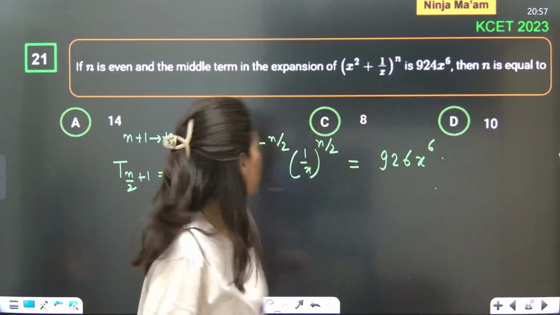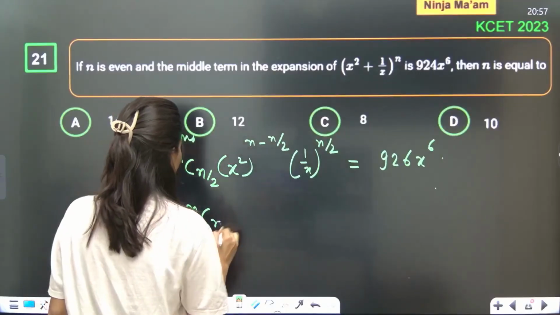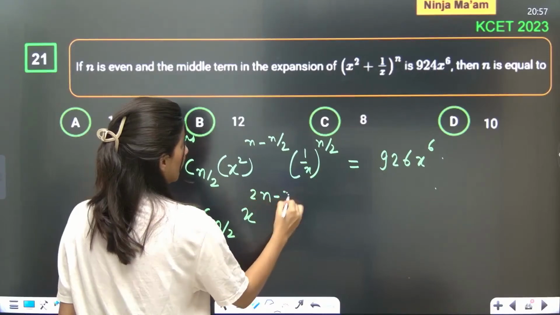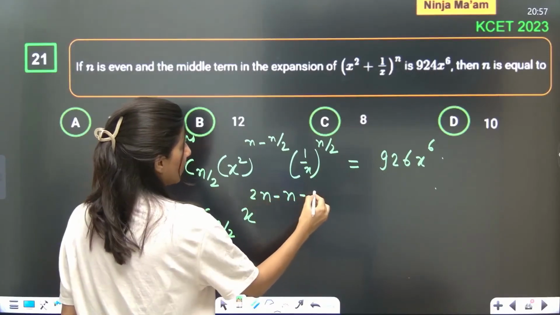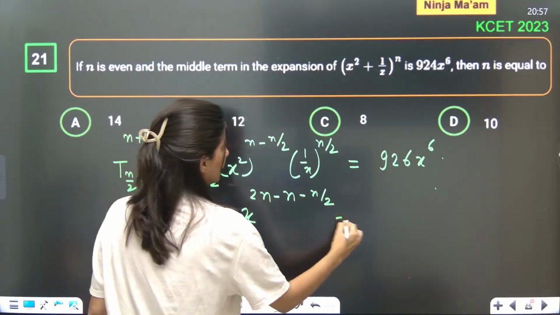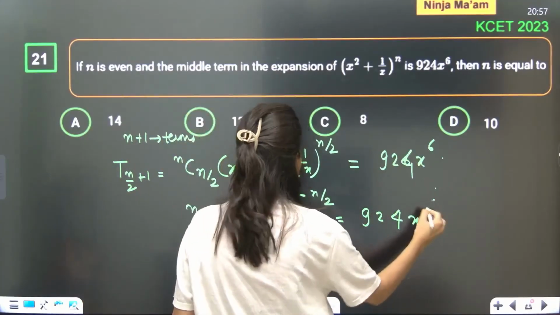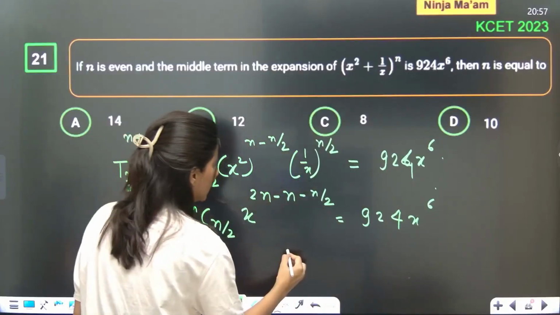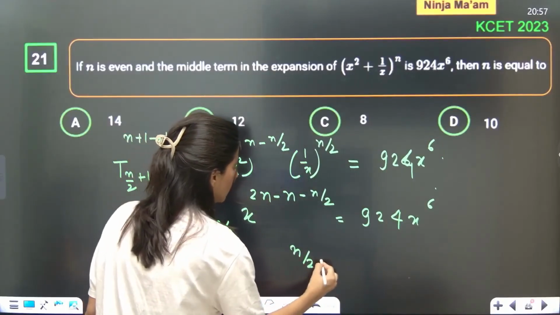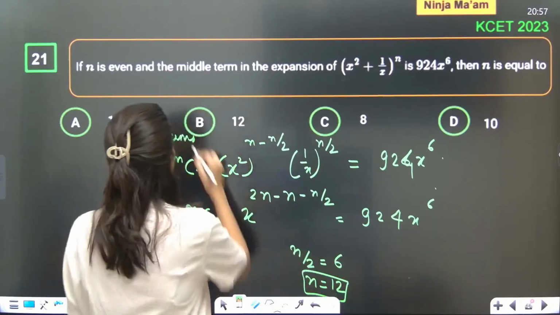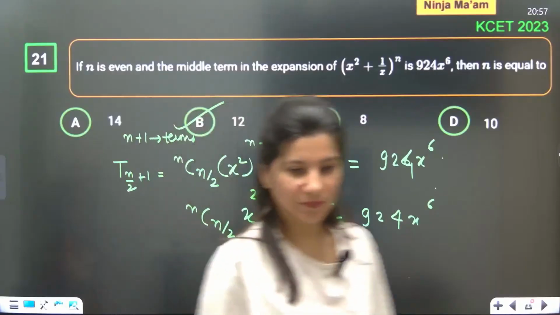Now let's do one thing. So this is nCn/2, x power 2n minus n minus n by 2. This is nothing but 924 x power 6. Compare. So n minus n by 2, so n by 2 is equal to 6. n is nothing but 12. So the total number of terms will be option B, 12.